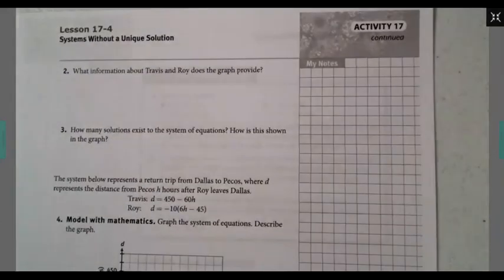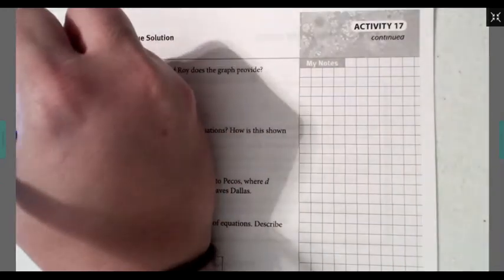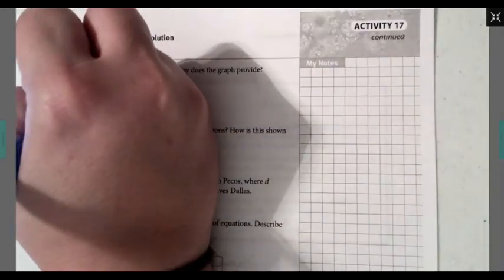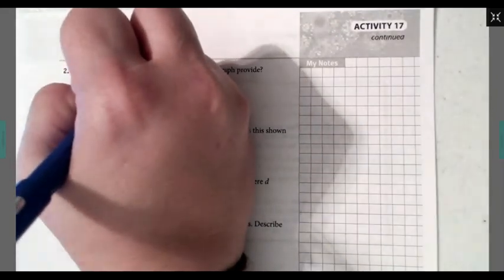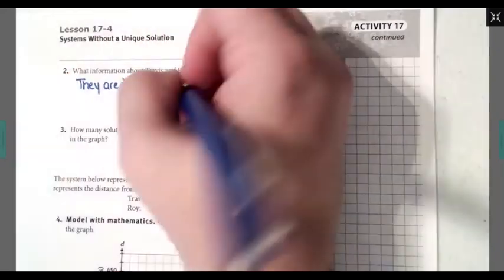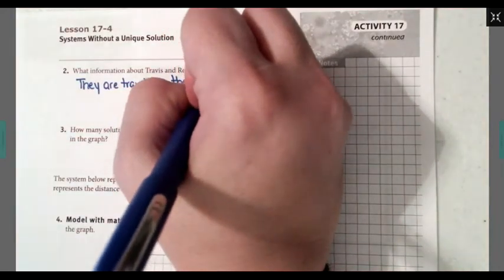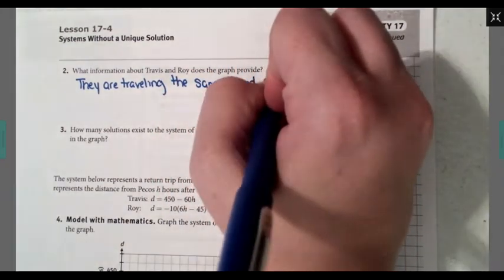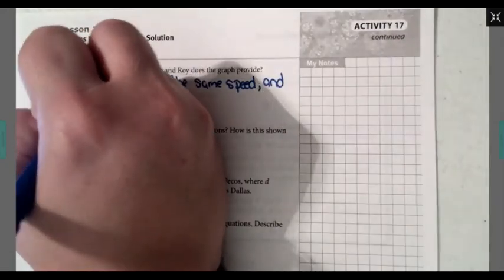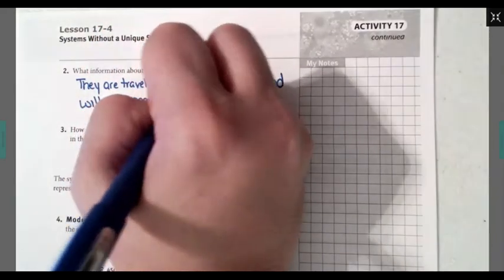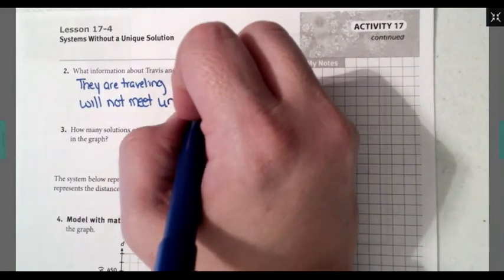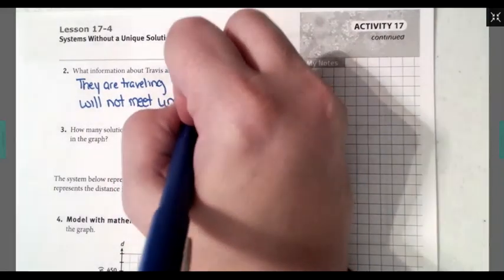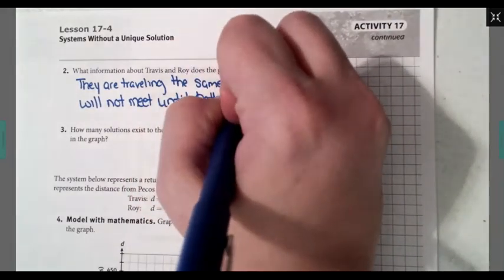Let's take a look at number two. What information about Travis and Roy does this graph provide? They are traveling the same speed, and will not meet until both are in Dallas.